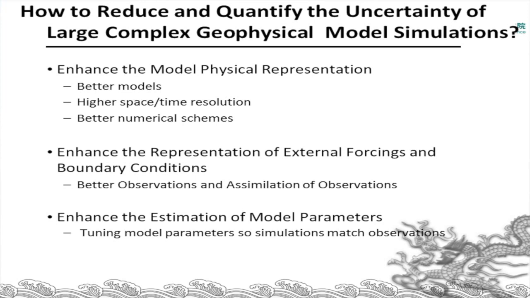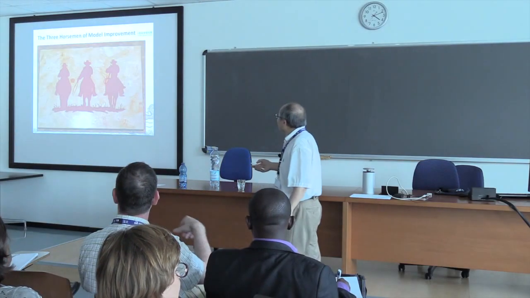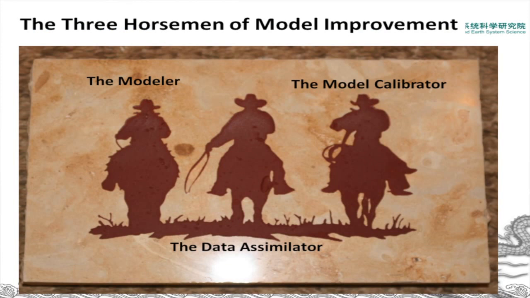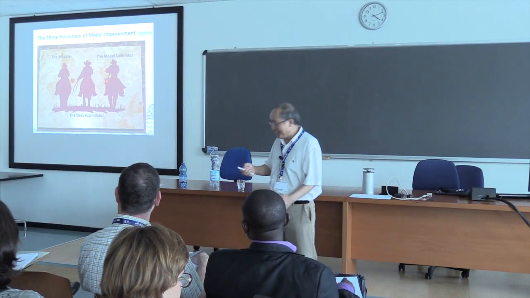And there's another way we are going to talk about today, which is to enhance the estimation of model parameters. We're talking about tuning model parameters so the model simulation fits the observation. So those are the three horsemen we are talking about. There's the modeler, okay, a lot of modelers here, and then the data assimilator, and the calibrator. So it's like the Terminator and the calibrator.